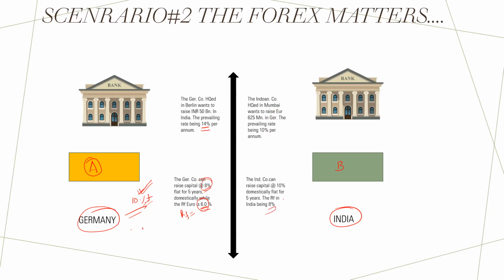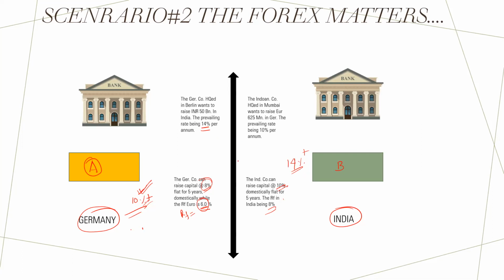Now, when we talk about the German company, it sees that an Indian company is able to raise capital at 10%, but when it comes to him, they will be able to raise capital at 14%. Why? Because the same logic extends here as well. Even if the credit rating of both of the companies are the same, it won't matter. It will always be the case.